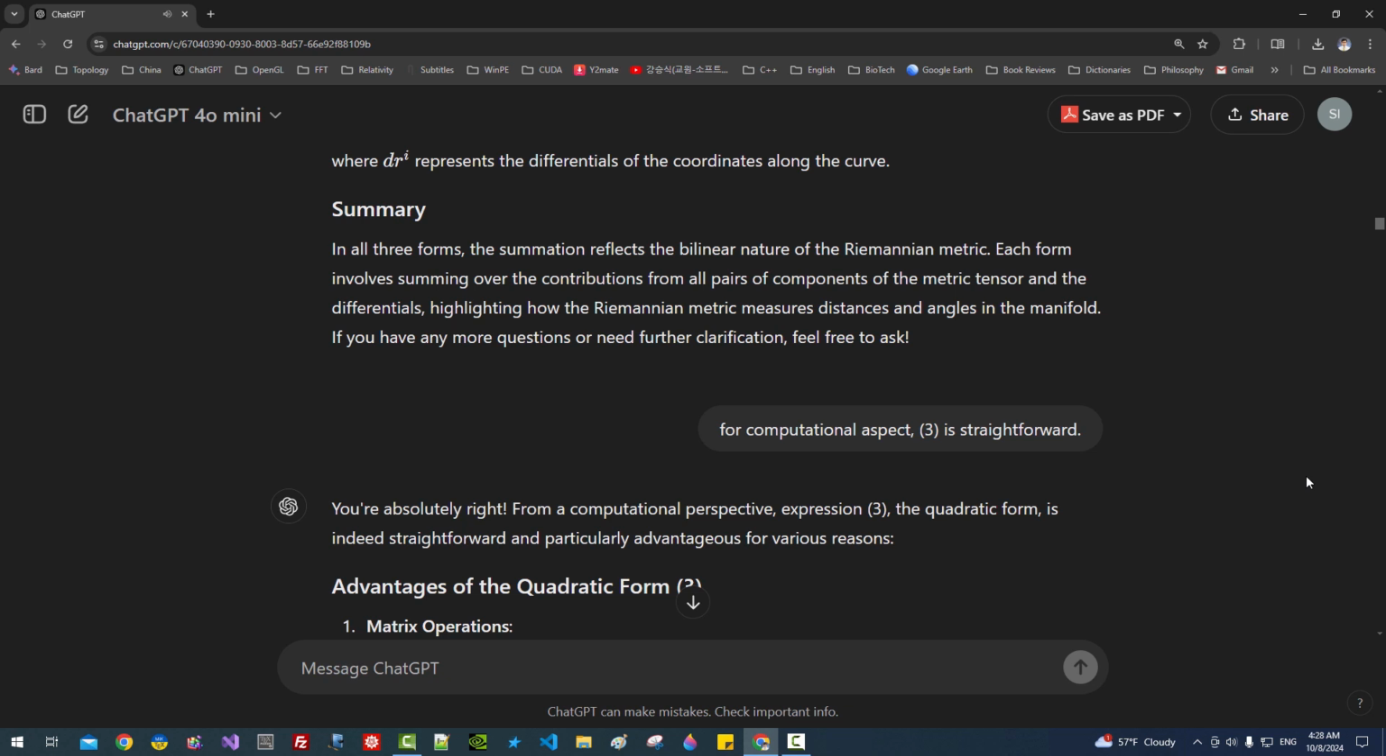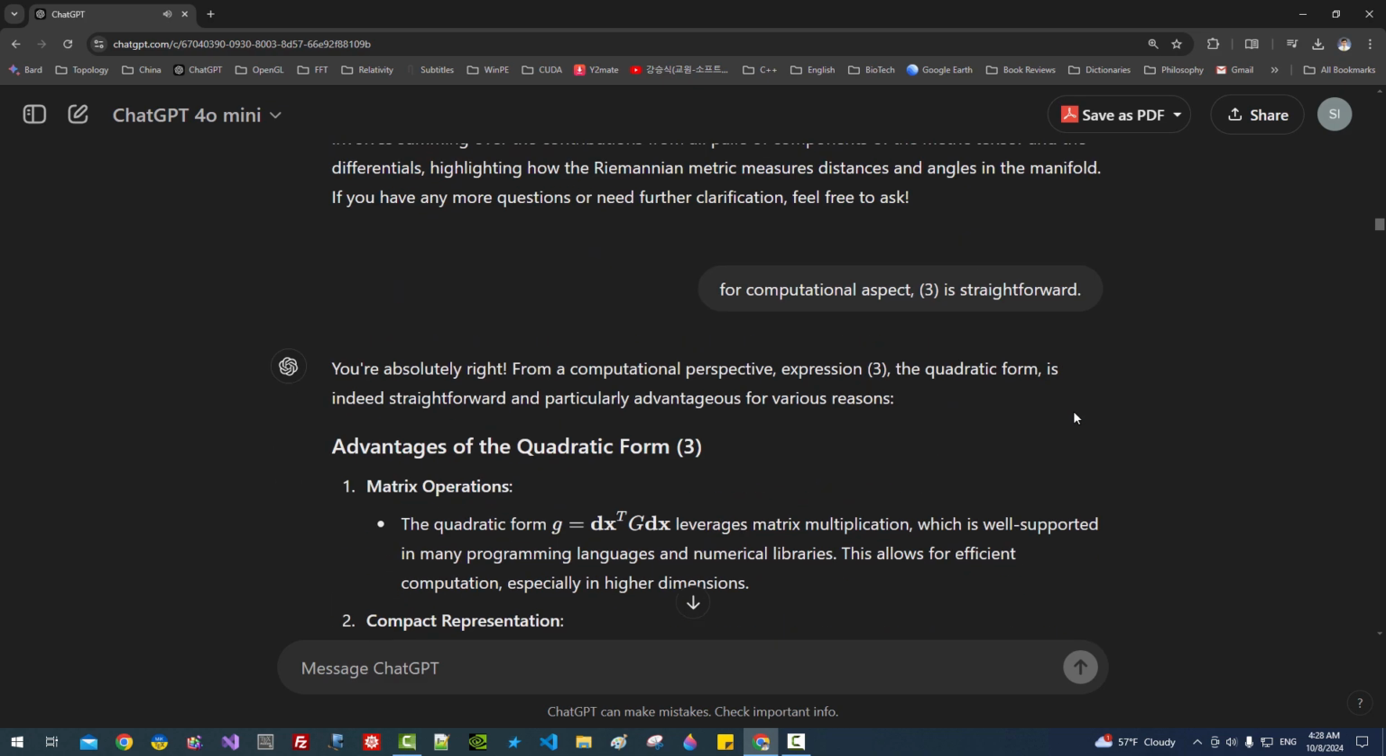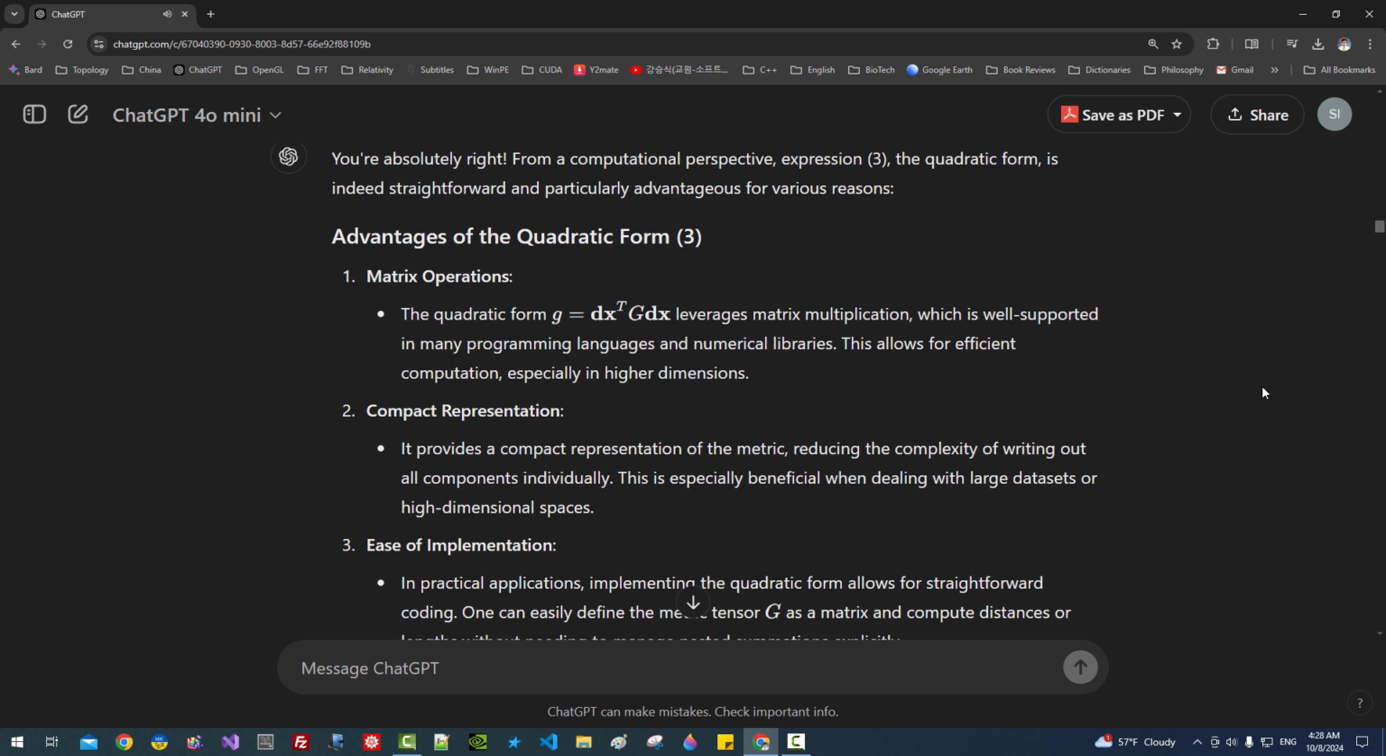For computational aspects, form 3 is straightforward. You're absolutely right. From a computational perspective, expression 3, the quadratic form, is indeed straightforward and particularly advantageous for various reasons. Advantages of the quadratic form 3. 1. Matrix operations. The quadratic form, G equals dx transpose G dx, leverages matrix multiplication, which is well supported in many programming languages and numerical libraries. This allows for efficient computation, especially in higher dimensions.